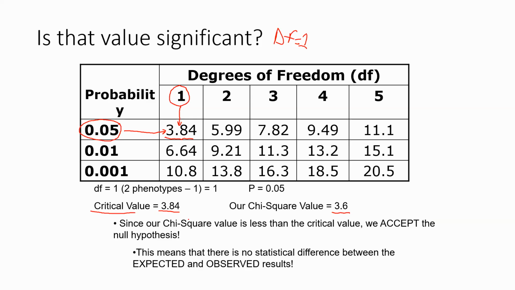As long as the chi-square value is less than the critical value, you accept the null hypothesis, right? In this case here, it means that there is no statistical difference between observed and expected. So you accept the null hypothesis for this. 3.6 is less than 3.84. Therefore, we accept null. All right. Any questions so far? Okay.